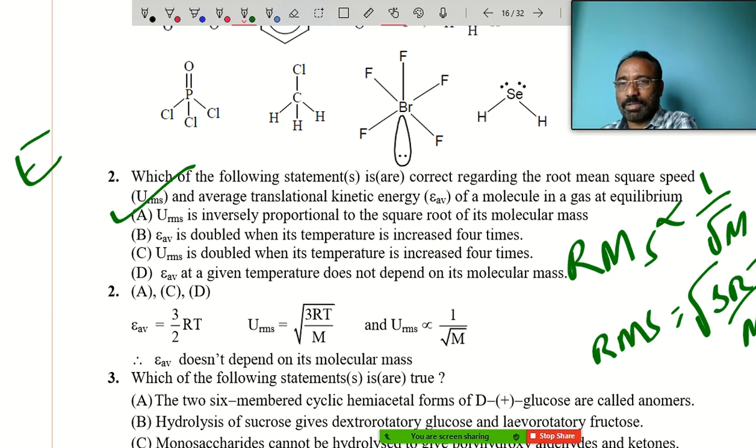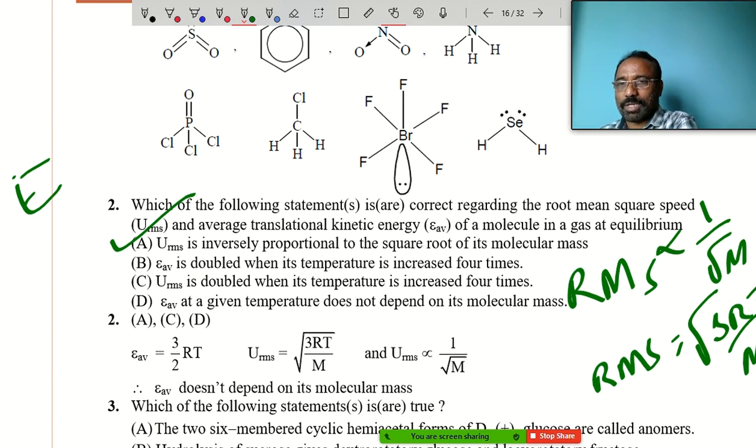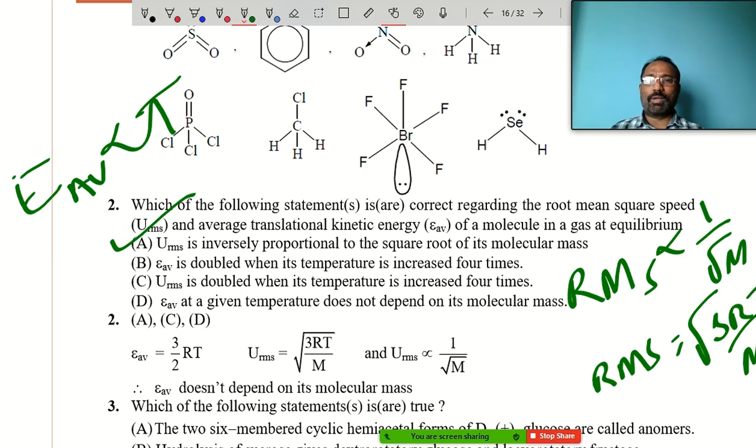Why? Because the average kinetic energy is directly proportional to temperature. However many times the temperature increases, the same number of times the kinetic energy increases. Therefore, B is the wrong statement. Now see option C. U_rms is double when the temperature is increased 4 times. Just observe this equation.